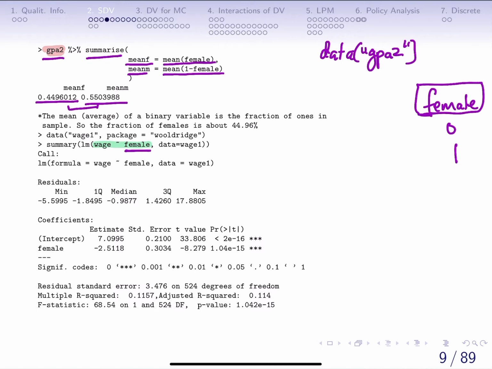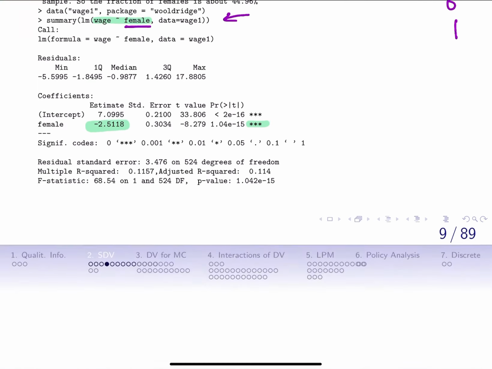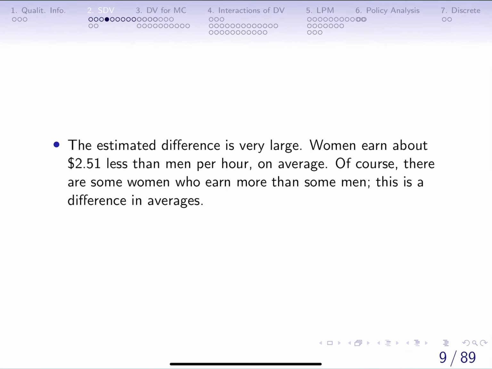Because you can basically discern what's going on with males just on the basis of this regression alone, like we saw in the previous slide. So here we can see that the coefficient on female is negative, right? And this is significant. And the estimated difference is very large, okay? So here we saw that women earn about $2.51 less than men per hour on average, right? Of course, we haven't controlled for anything else.